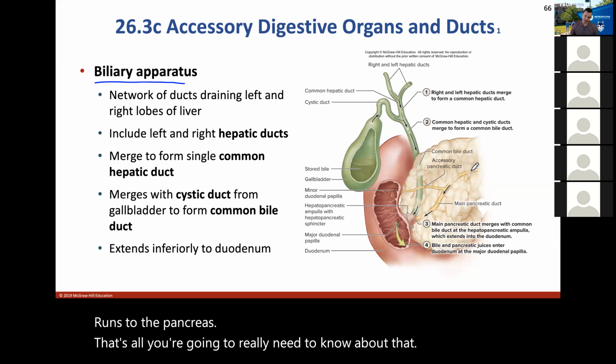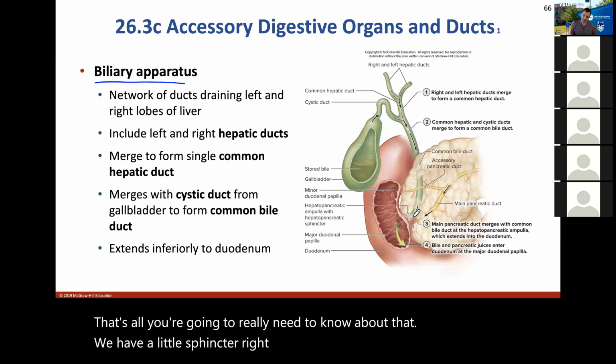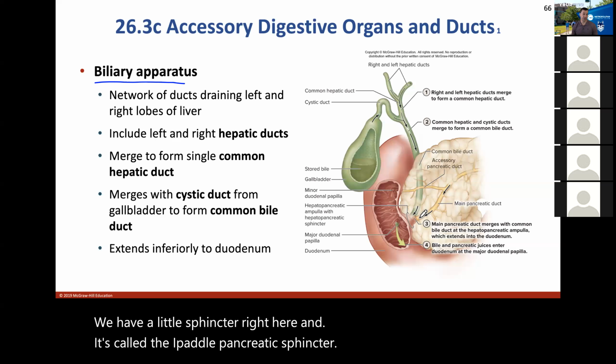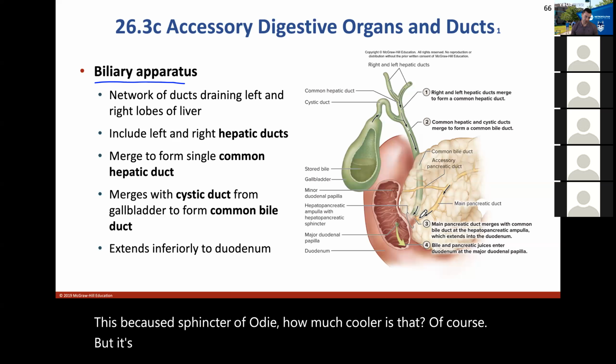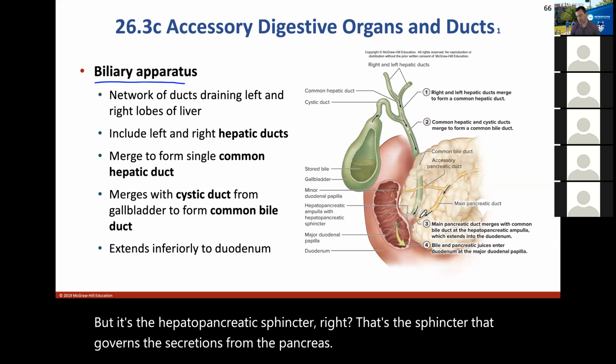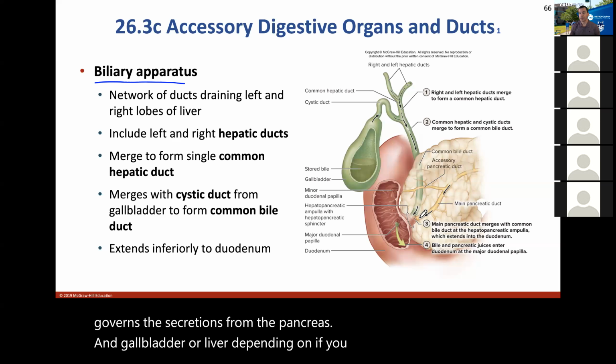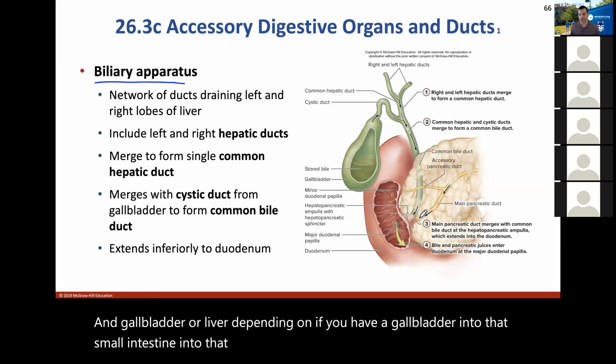We have a little sphincter right here, and it's called the hepatopancreatic sphincter. It used to be called the sphincter of Oddi. How much cooler is that? Of course. But it's the hepatopancreatic sphincter. That's the sphincter that governs the secretions from the pancreas and the gallbladder or liver, depending on if you have a gallbladder, into that small intestine, into that duodenum. All of this gets dumped into the duodenum there.